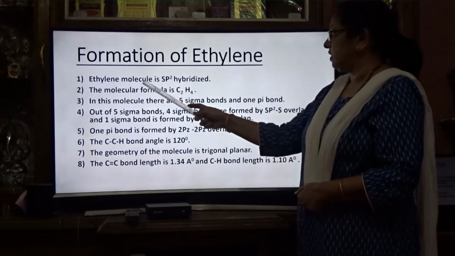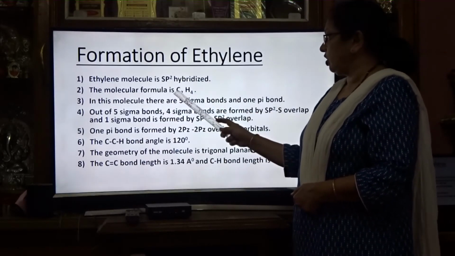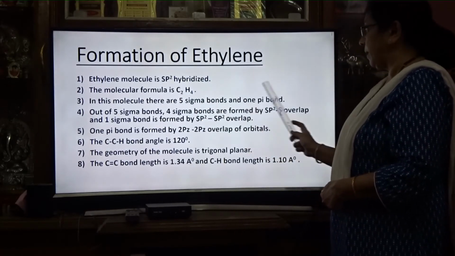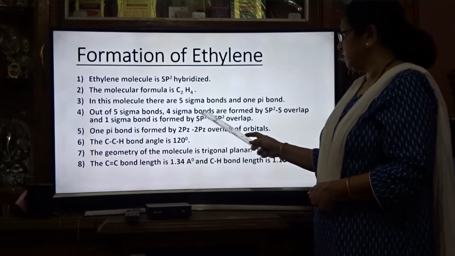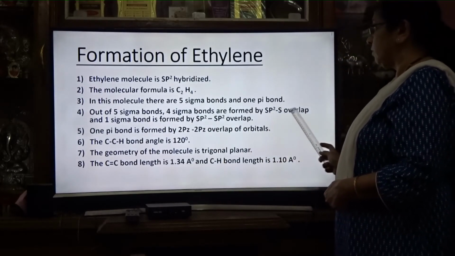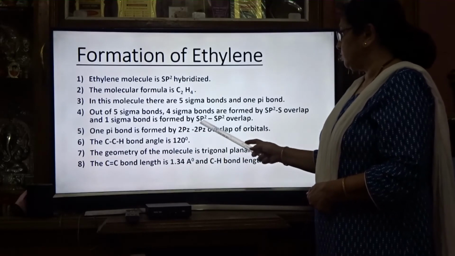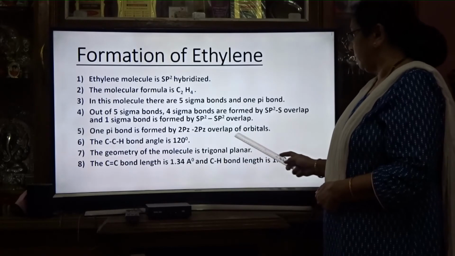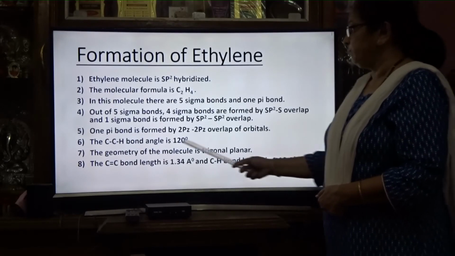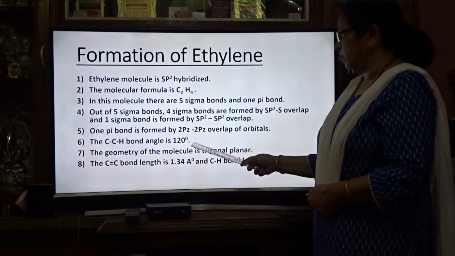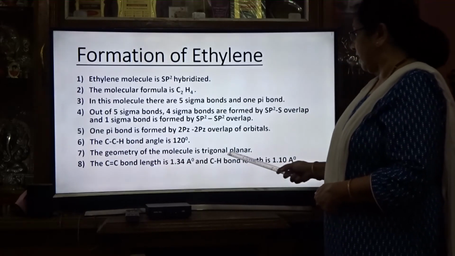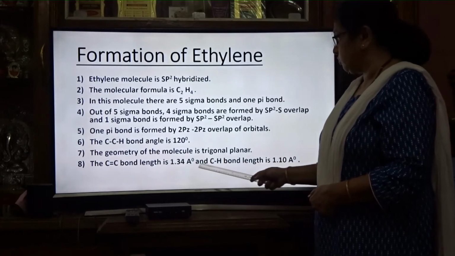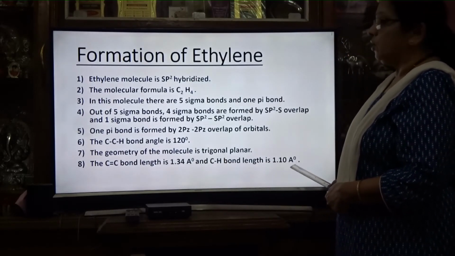Formation of ethylene. The ethylene molecule is sp2 hybridized. The molecular formula is C2H4. In this there are 5 sigma bonds and 1 pi bond. Out of 5 sigma bonds, 4 sigma bonds are formed by sp2-s overlap, and 1 sigma bond is formed by sp2 overlap. 1 pi bond is formed by 2pz overlap of orbitals. This is lateral overlap. The H-C bond angle is 120 degrees. The geometry of the molecule is trigonal planar. The C=C bond length is 1.34 angstrom, and the C-H bond length is 1.10 angstrom.